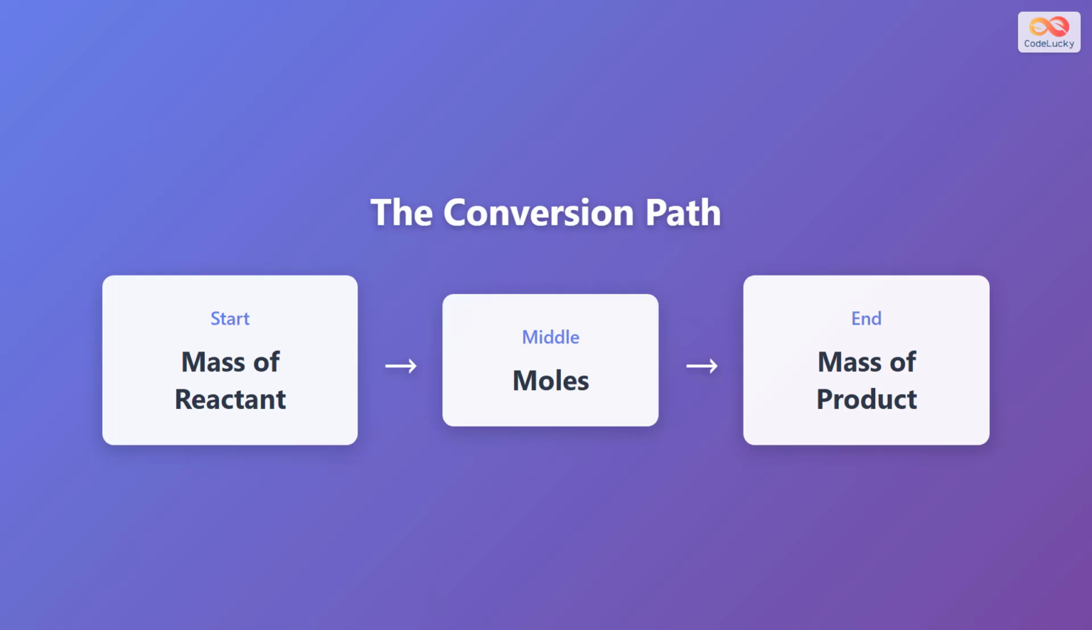To solve mass-to-mass problems, we follow a three-stage conversion path. We start with the mass of the reactant, convert it to moles in the middle step, and end with the mass of the product. Moles are the bridge that connects masses of different substances. This is because balanced chemical equations tell us the mole-to-mole relationships between reactants and products, not the mass-to-mass relationships.